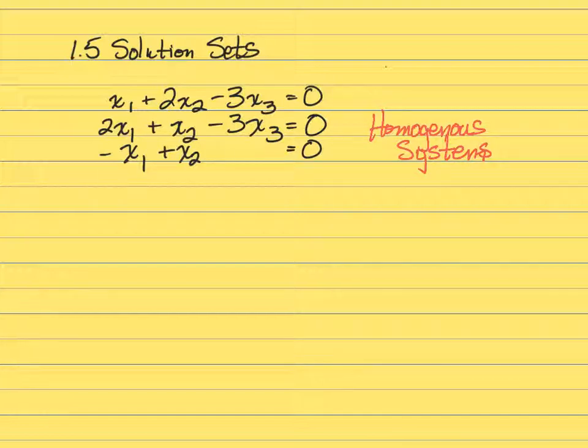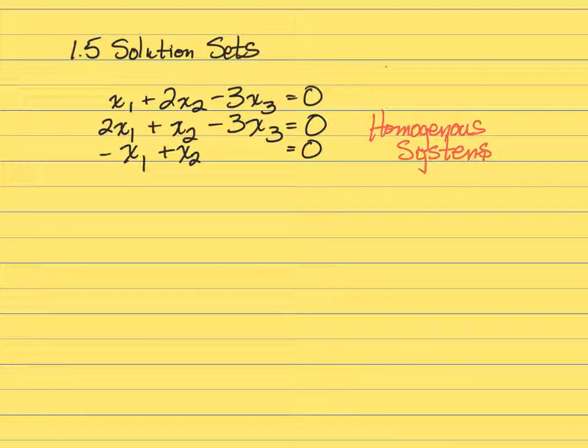number? Remember, there are only three things that can happen with a system of equations. You either have one solution, zero solutions, or an infinite number of solutions. The fact that we have one solution, 0, 0, 0, eliminates the option of no solutions, of course. But it doesn't eliminate the possibility of an infinite number of solutions. So that's where this becomes kind of interesting and what we want to look at.